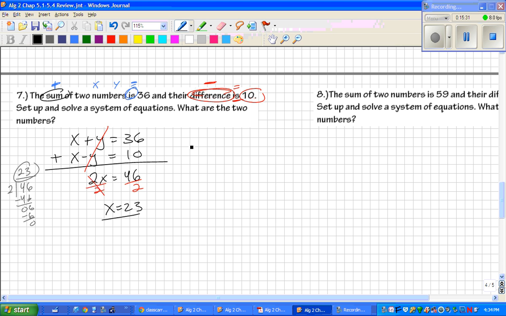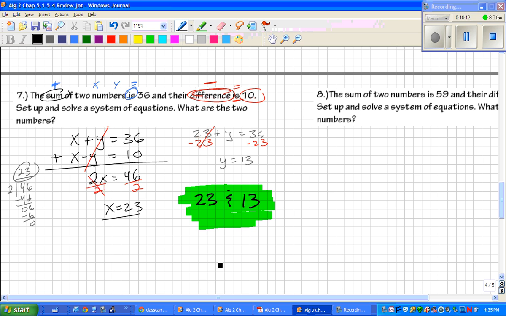Okay, so we need to know what y is. X plus 23 equals 36. Subtract 23 to both sides. And we get, I'm sorry, I messed all of that up. However, we will get the same number because it's 23 plus y equals 36. You're still subtracting 23 to both sides, but y equals 13. So the two numbers are 23 and 13.